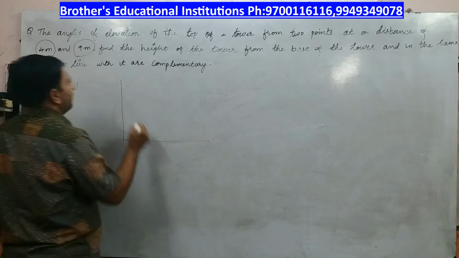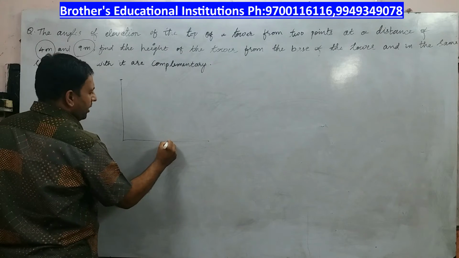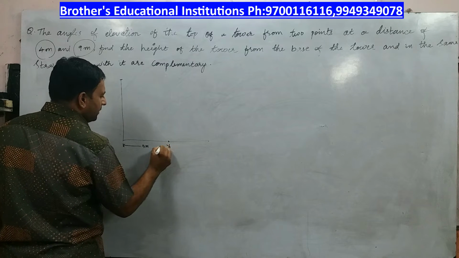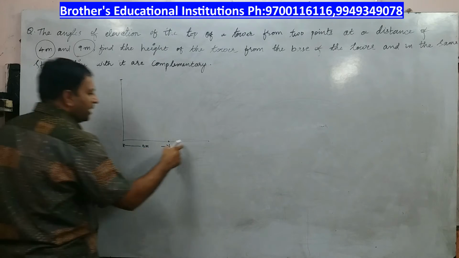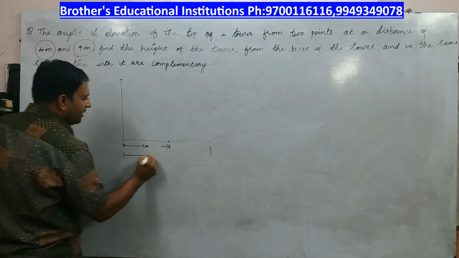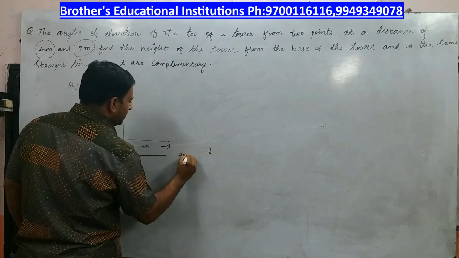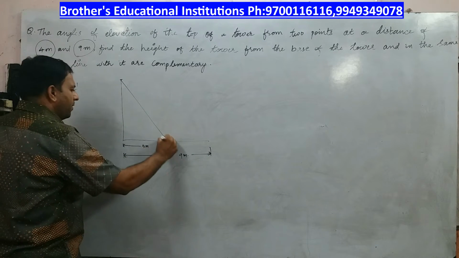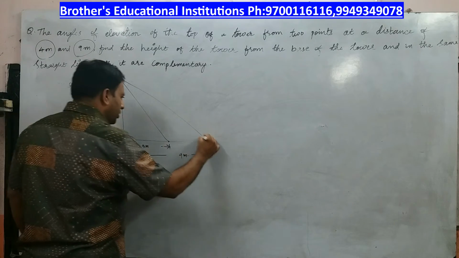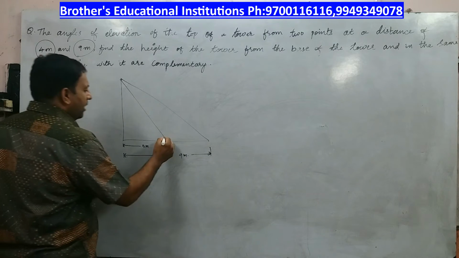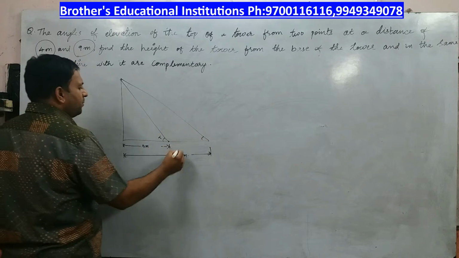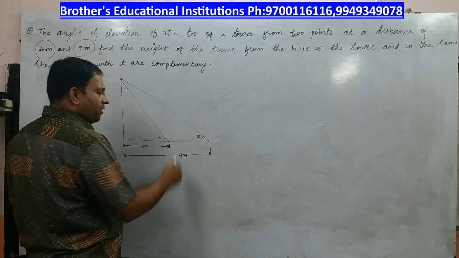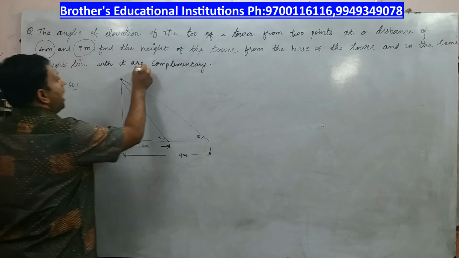Now the angles of elevation of the top of a tower from 2 points you are observing. One is 4 meters away and the other one is 9 meters away, from the base of the tower. You are observing the top of the tower from this point and from this point. The angles of elevation from these points, which are 4 meters and 9 meters away from the tower, I am assuming as alpha and beta, and he says those are complementary.